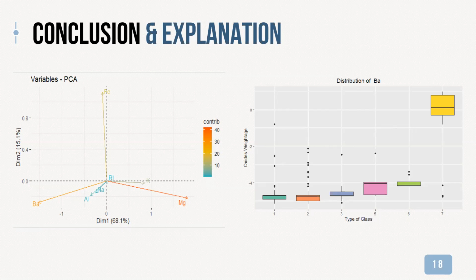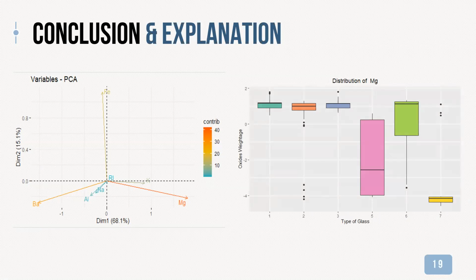That's why it pulls the type 7 glass to the left side of the PC1 and PC2 plot. Also for magnesium, originally the type 7 glass has a very low percentage of magnesium, almost zero. So when we transform to the numerical space, we got a very negative value. That's why it is pulled to the opposite side of the magnesium direction in the biplot. That's why we got another pull of type 7 further to the left. And next.